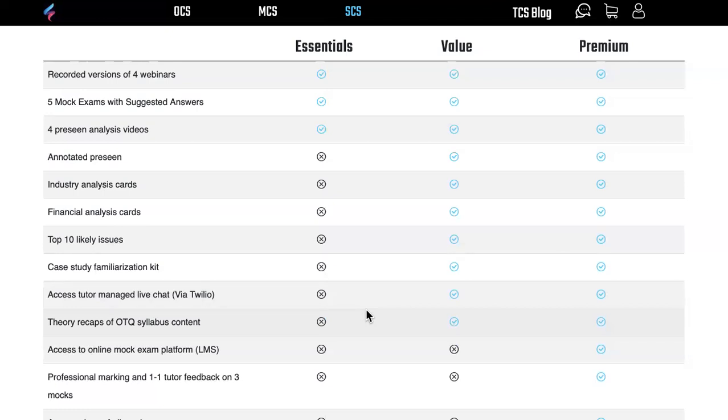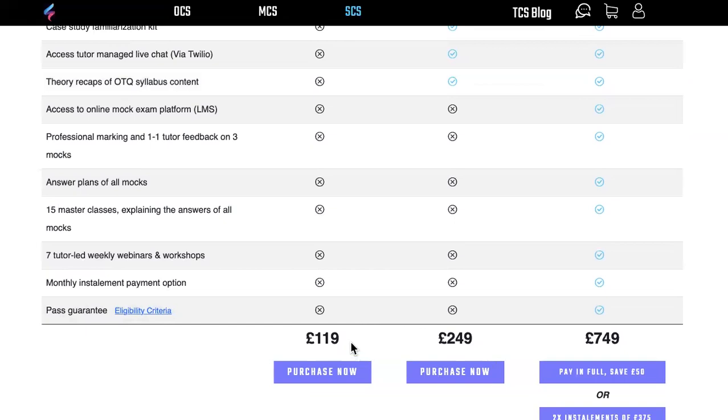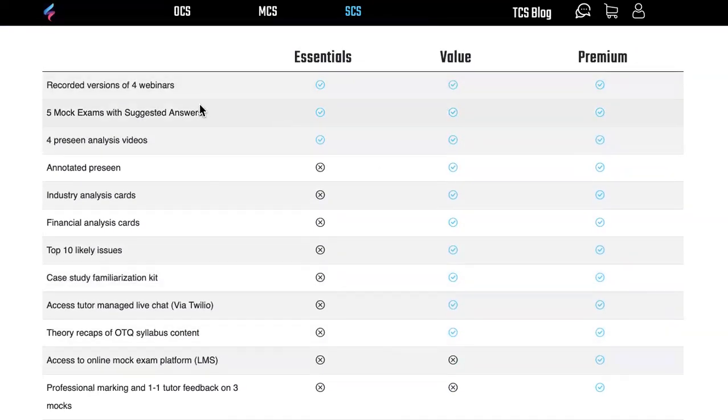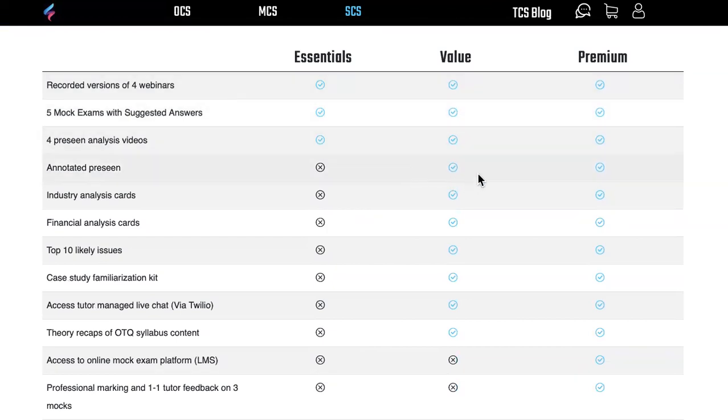So if that is the case, you need not purchase any other package, simply go for the cheapest one. Okay. And talking about the value pack, it comes with all material which are covered under the essentials pack. On top of that, you'd get your hands on the annotated Preseen. You'd see what the annotated Preseen looks like in a while.